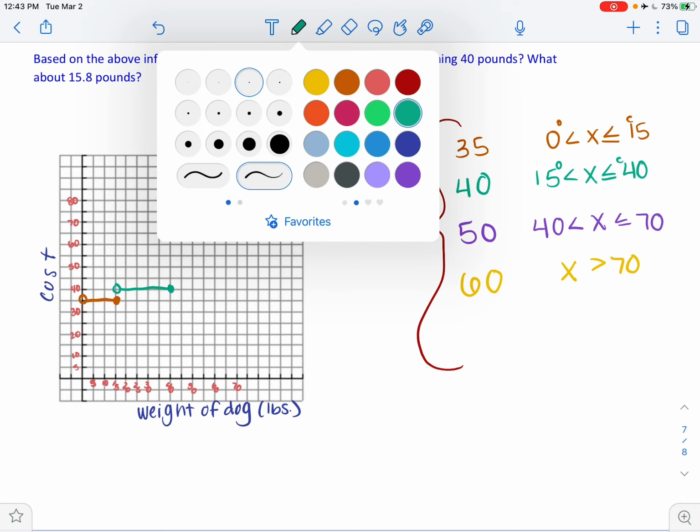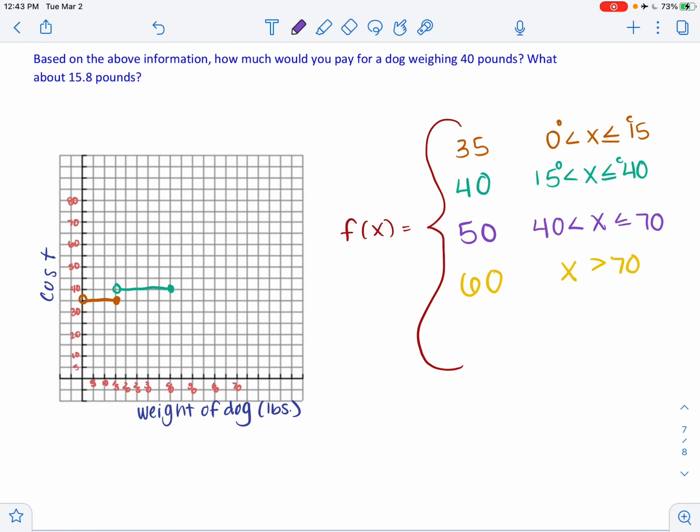The next one is the $50 cost for a dog weighing between 40 and 70 pounds. Again, you can't equal 40, so it's open, but you can equal 70 pounds here, so it is closed. So I'm going to go to 40 on the x, 50 on the y, open circle. And then I'm going to go to 70 on the x, 50 on the y, closed circle. Draw my line.